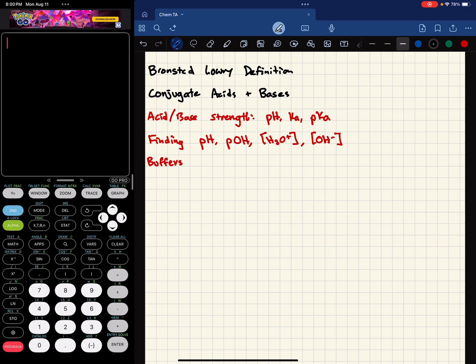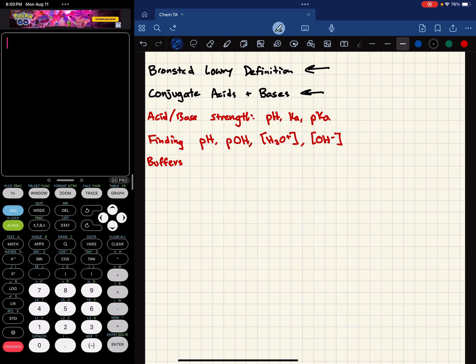So in the other video, I talked about acid-base reactions and redox reactions. That's where I talked about the Bronsted-Lowry definition and conjugate acids and bases, what an acid-base reaction is, like what it looks like, the anatomy of it. I'm not talking about that today.